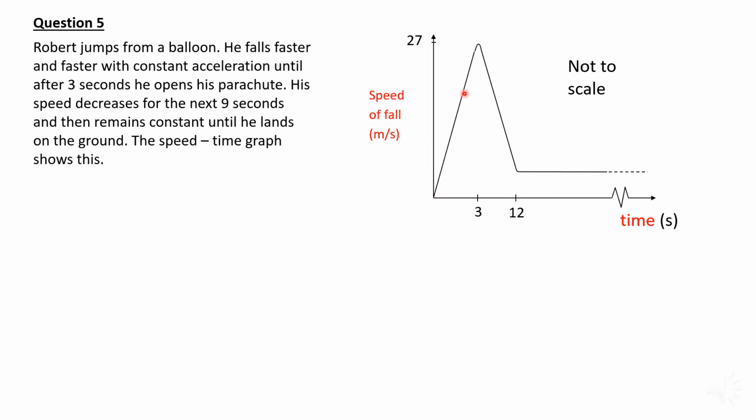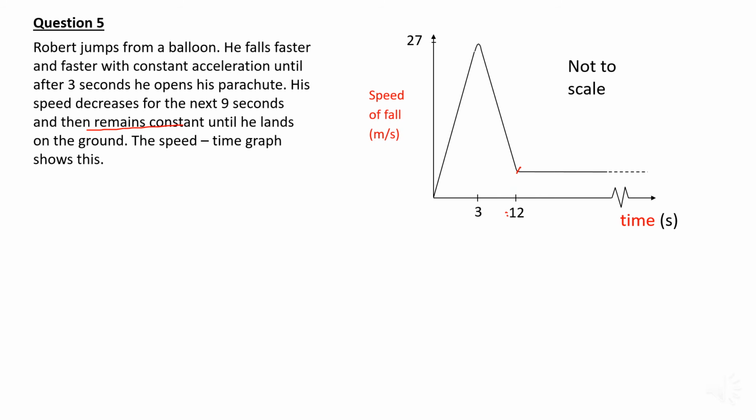All right, and then when he reaches 3 seconds here, he opens his parachute. So the moment he opens his parachute, his speed decreases, the speed at which he falls, for the next 9 seconds. So the 9 seconds is obviously when you add the 3 plus 9, then you get to your 12. Then something happens here. All right, then his speed remains constant, as you can see. Later on you'll see whatever that constant speed is.